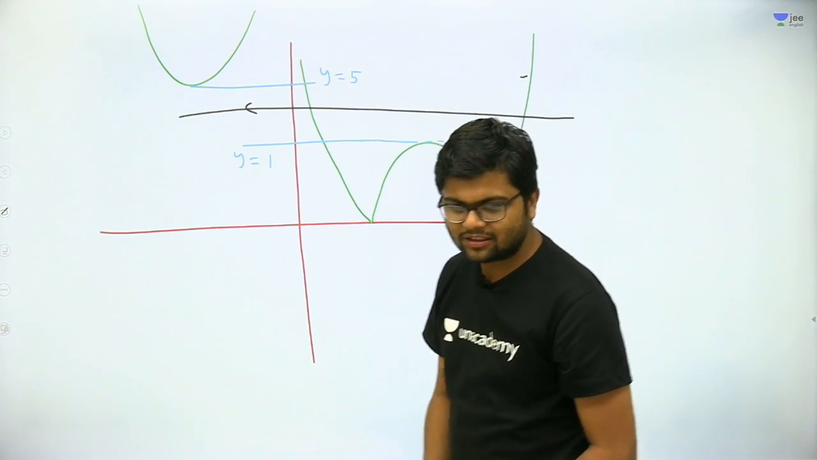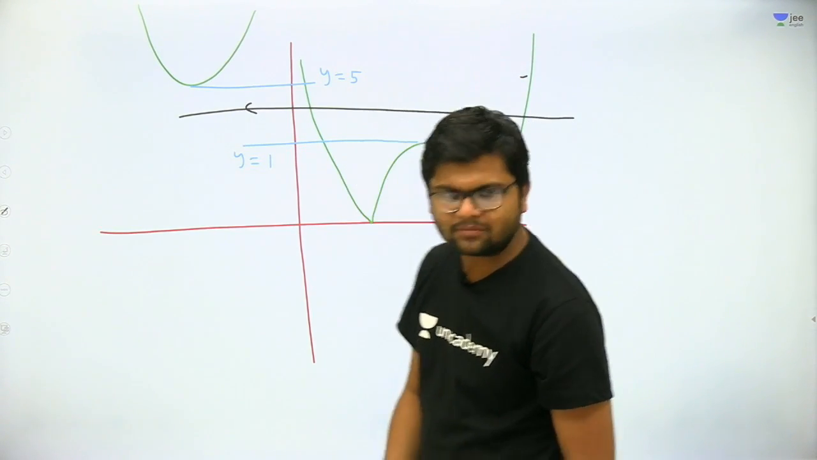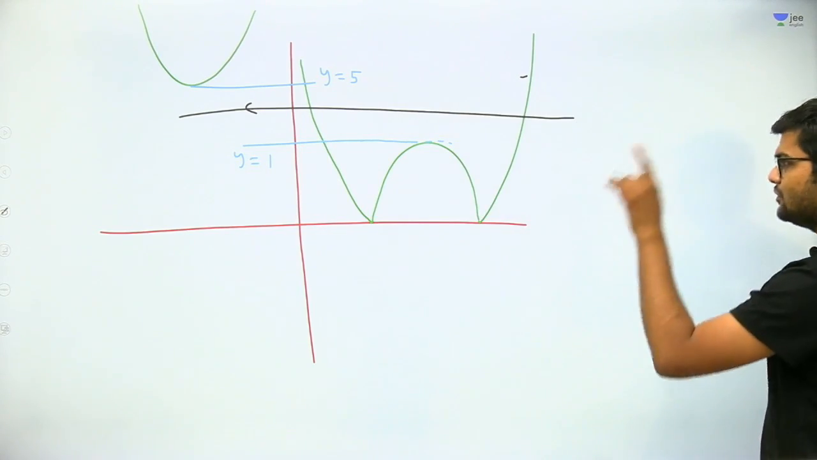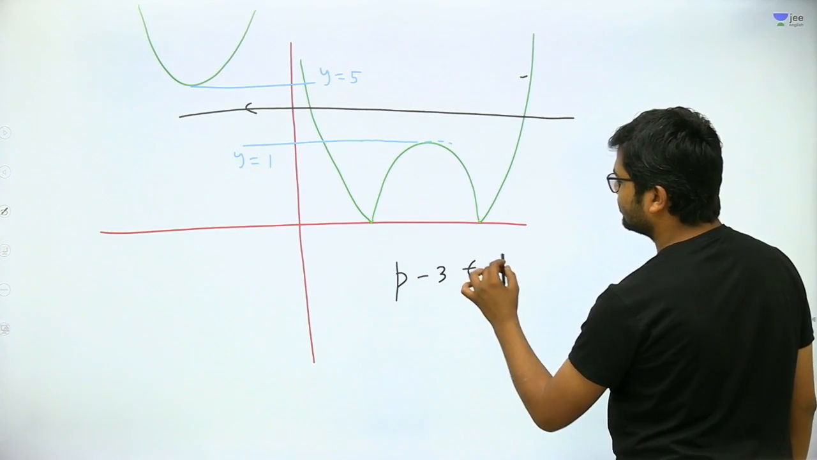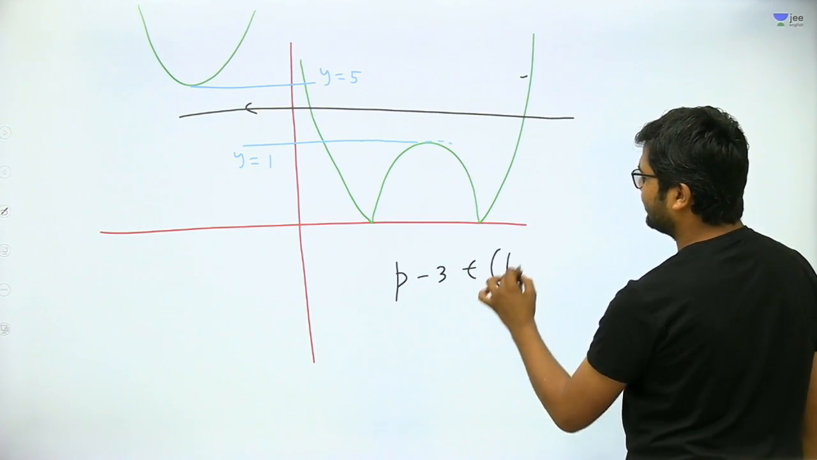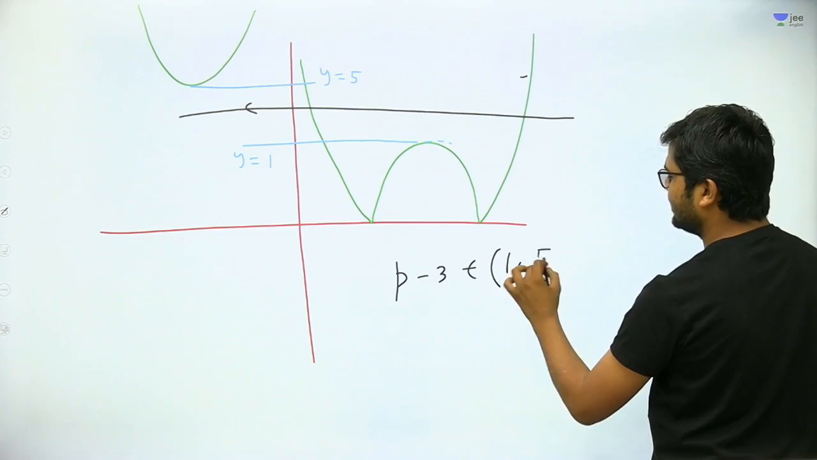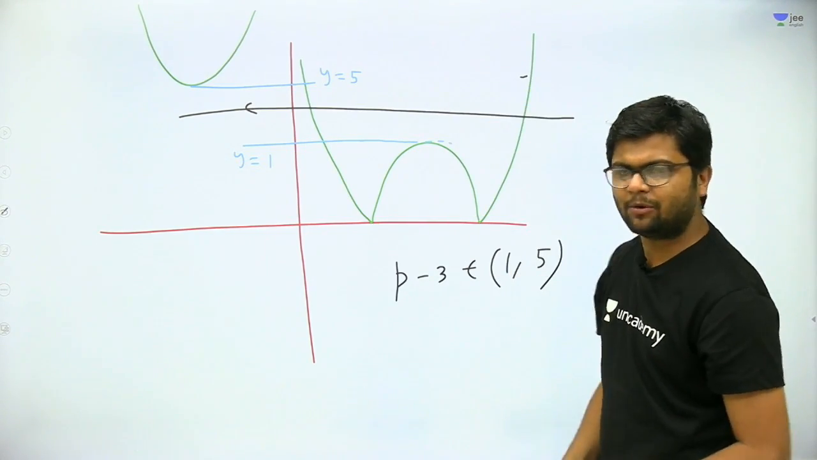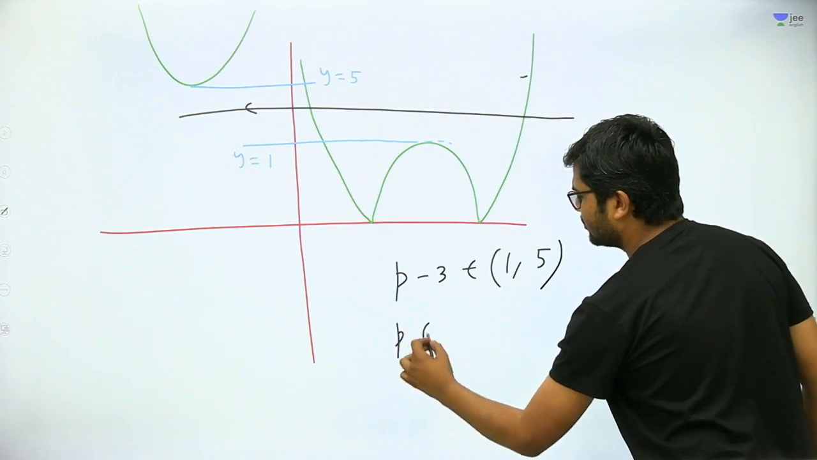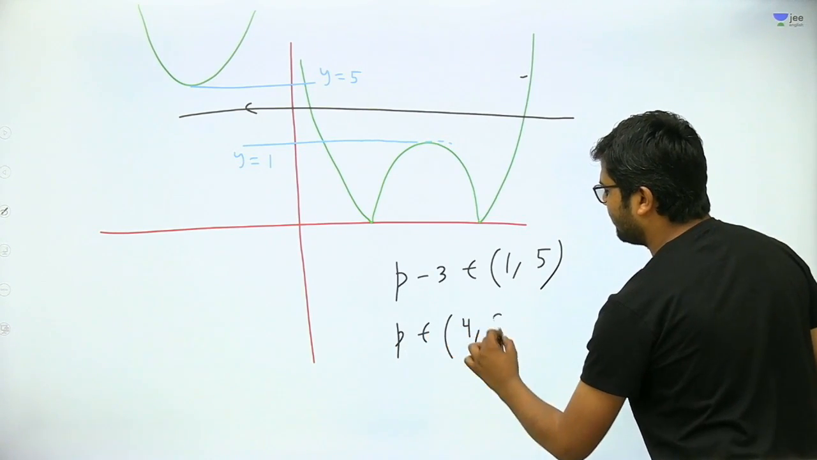Got my point? Very good. Therefore, to have two distinct solutions, p minus 3 should belong to, from where? Open 1 to open 5. This line should belong from open 1 to open 5. Got my point? So p should belong to open 4 to open 8.